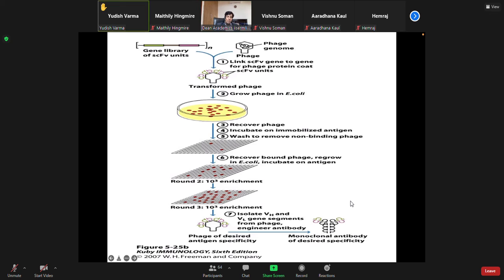In the final step, where it is labeled phage of desired antigen specificity, can we be sure that this particular phage is 100% covered with our desired antibody, or does it also have a mix of other combinations?